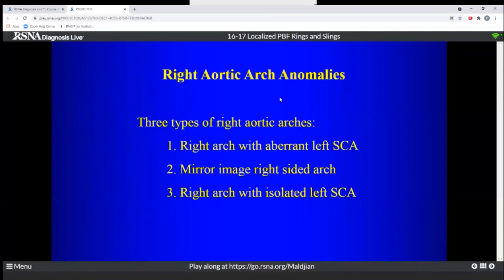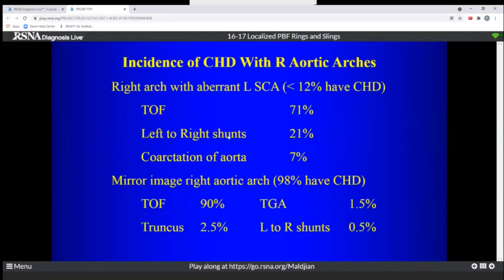So in terms of the right aortic arch anomalies, there are 3 that you need to know well. Right aortic arch with aberrant left subclavian is the most common. Mirror image right aortic arch, the significance of this is that it is usually associated with congenital heart disease, and right aortic arch with isolated left subclavian, that's the rarest form of right aortic arch, which you might also occasionally run into. So the incidence of congenital heart disease with right aortic arches, if there's a mirror image arch, then congenital heart disease is much more common, especially if you're dealing with infants.